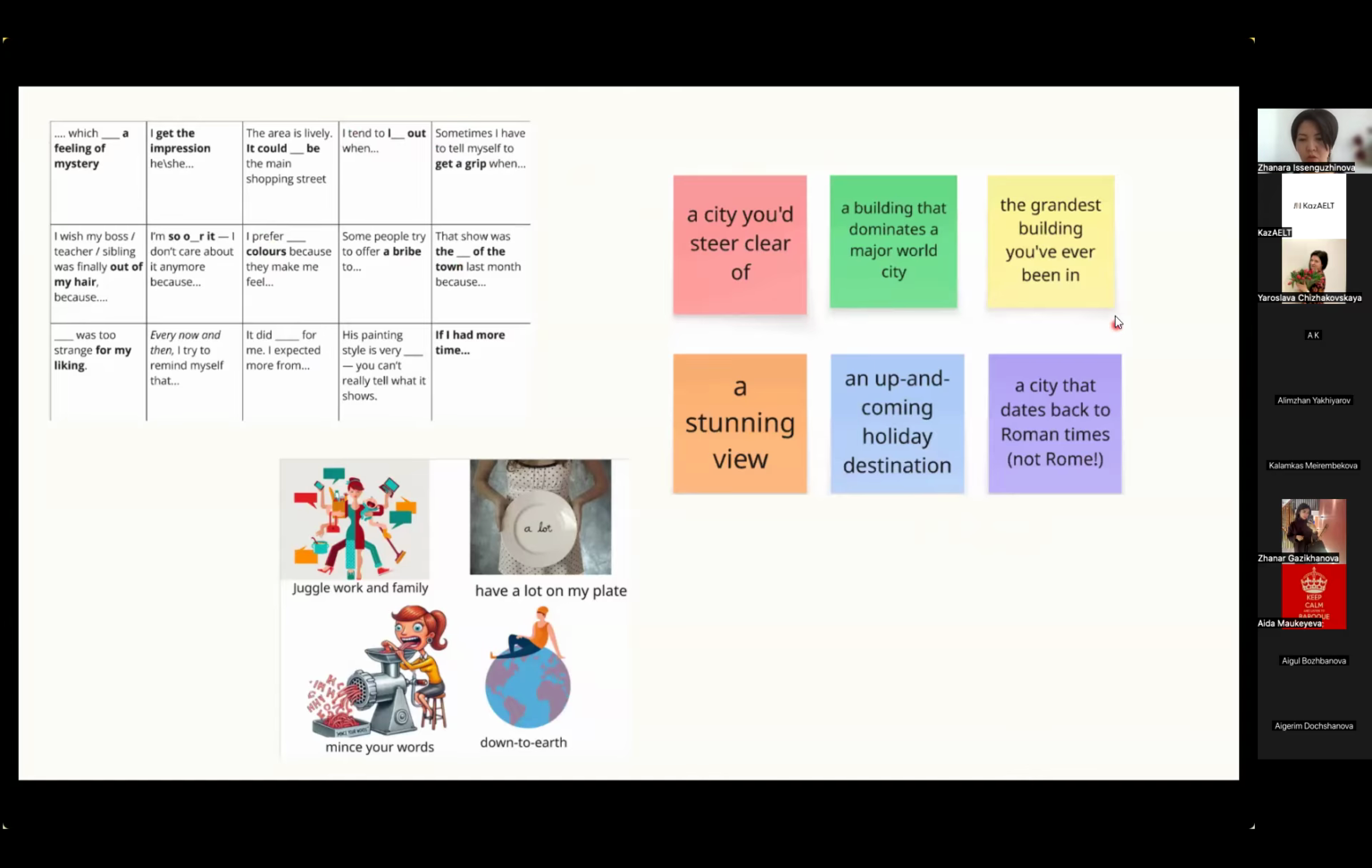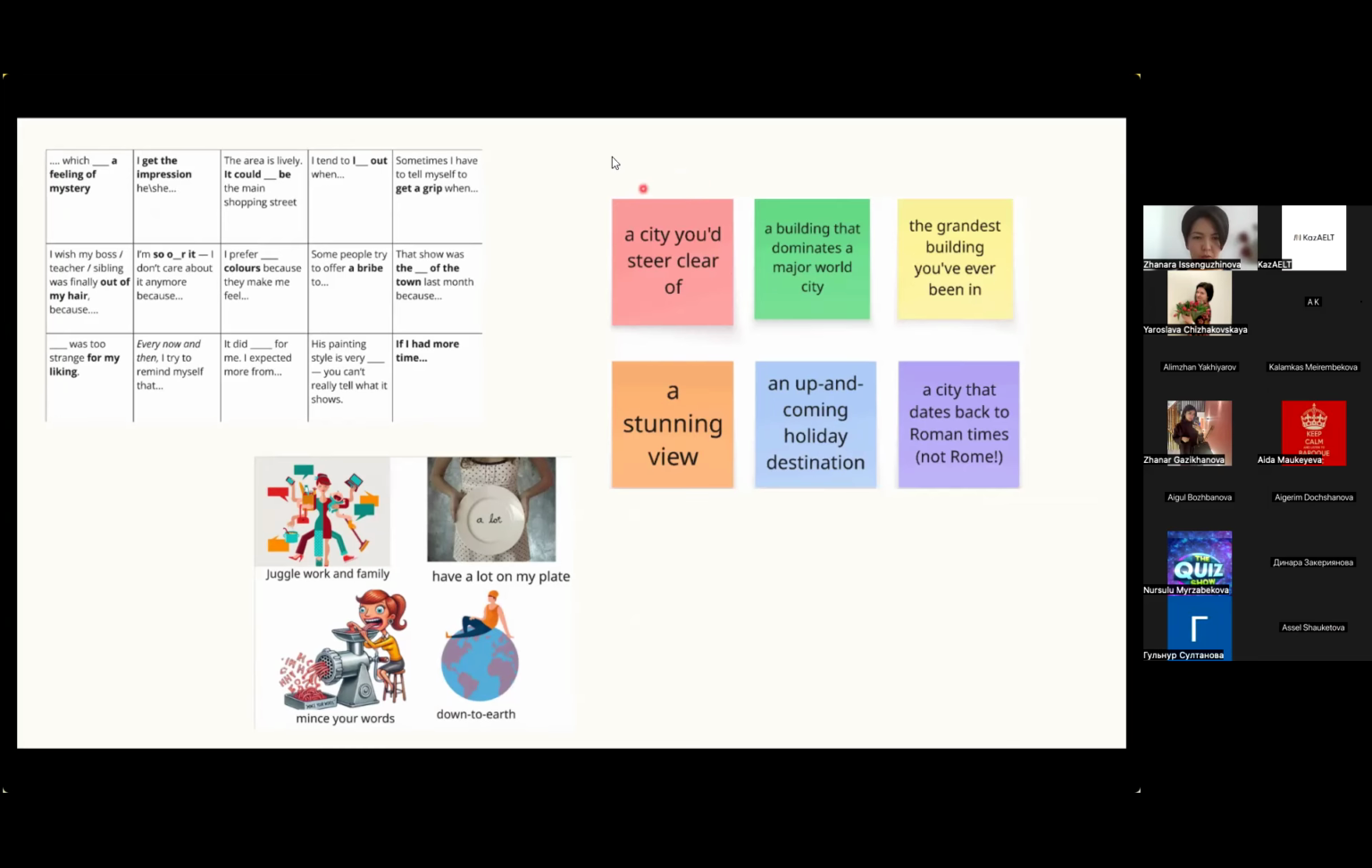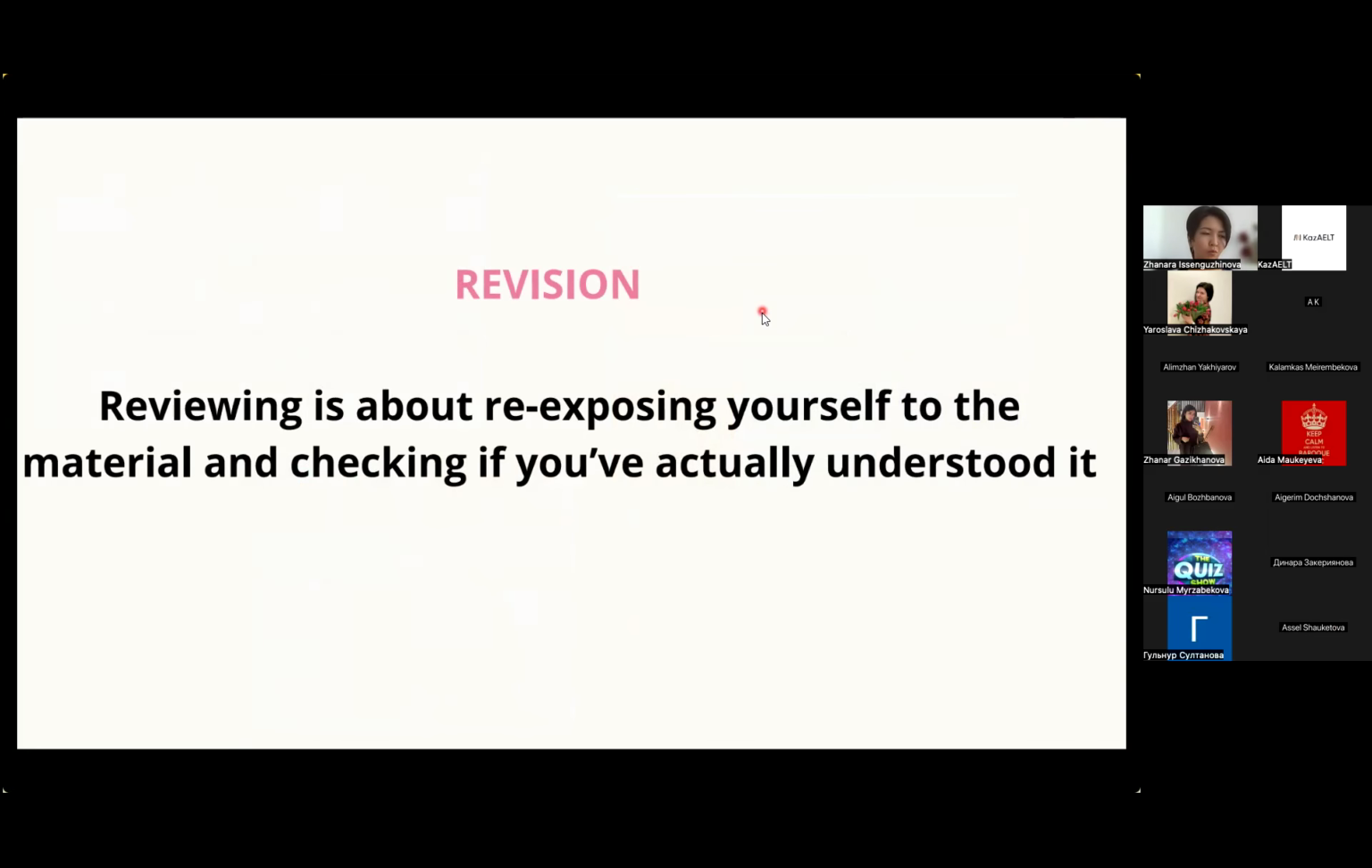Or you can also use sticky notes with definitions. A city you'd steer clear of. Maybe there was a particular city we were talking about. The grandest building you've ever been in. Here. Okay, so that's what you actually do. Someone wrote Delhi, someone texted Delhi. All right, good. And of course, as soon as you're done with one unit, we do this revision task.